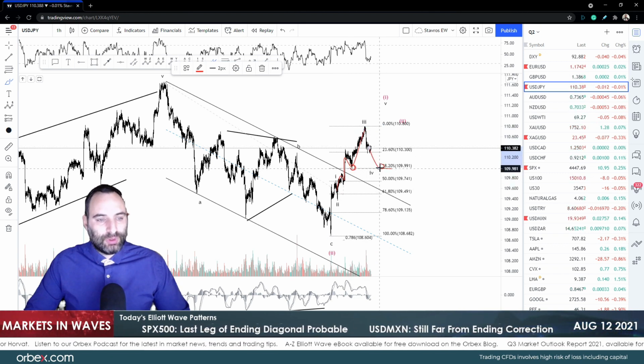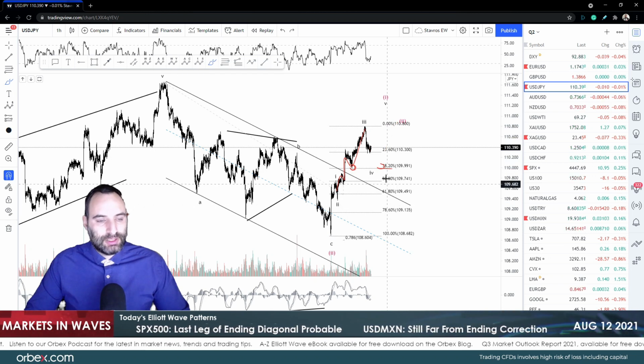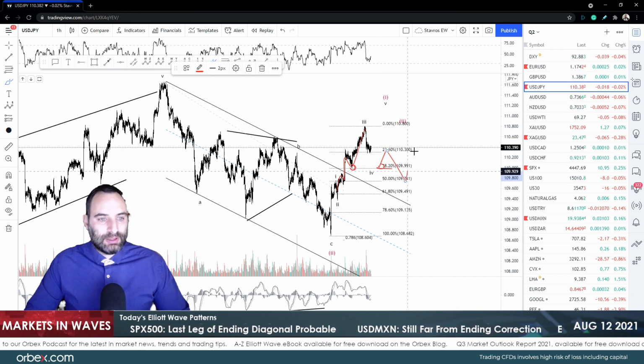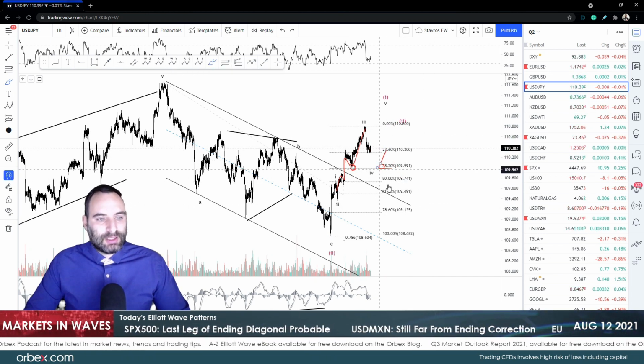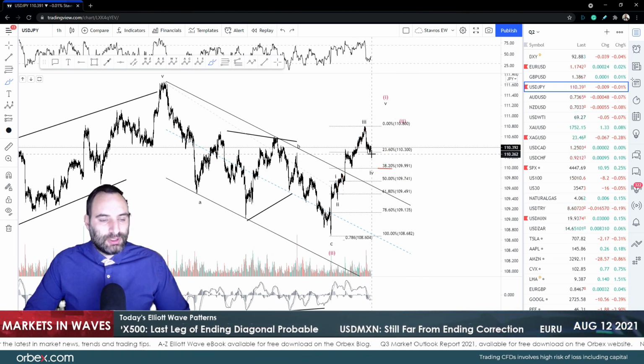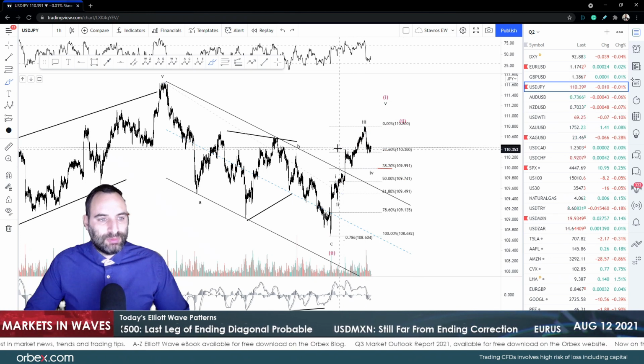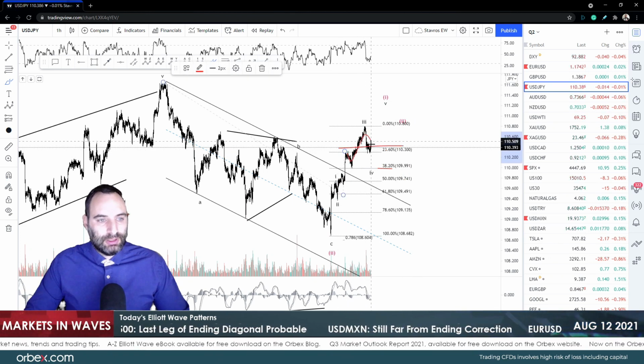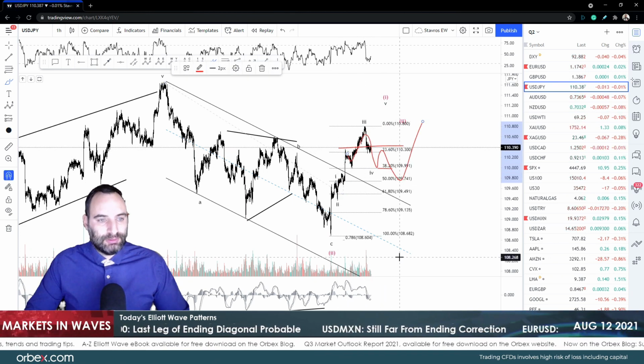When I get wave 4 here and then continuation to the upside, or perhaps we might get something like this and then up. That might turn out to be a WXY, which also would increase, of course, the probabilities of this being a potential head and shoulders pattern.